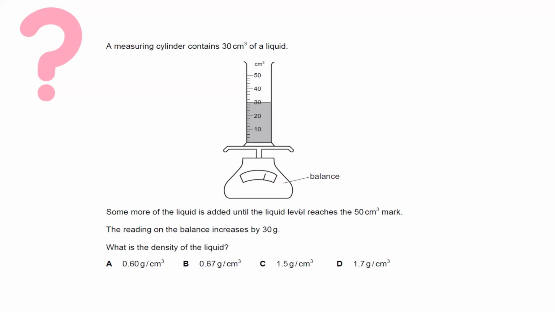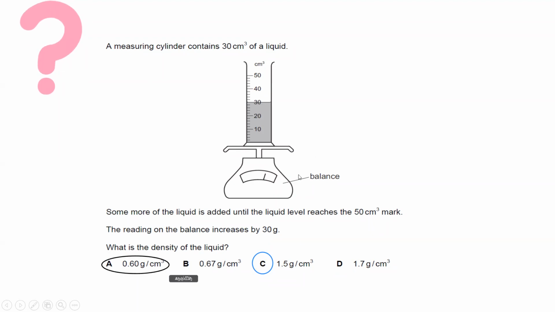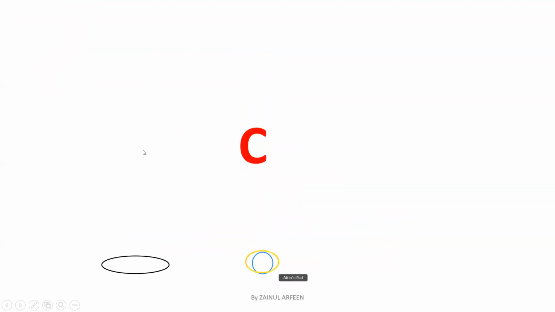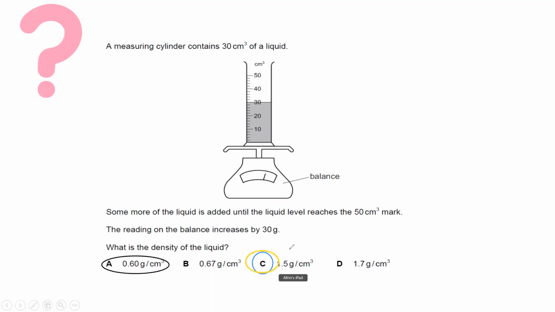Density is mass divided by volume. The measuring cylinder had 30 cm cube, so some more liquid is added. We add more liquid into it, and the level reaches 50. So the new level is 50. So what is the volume of the liquid added? That is 20. And what is the mass increase? 30. So mass divided by volume will get the final answer. Then the correct answer is C.